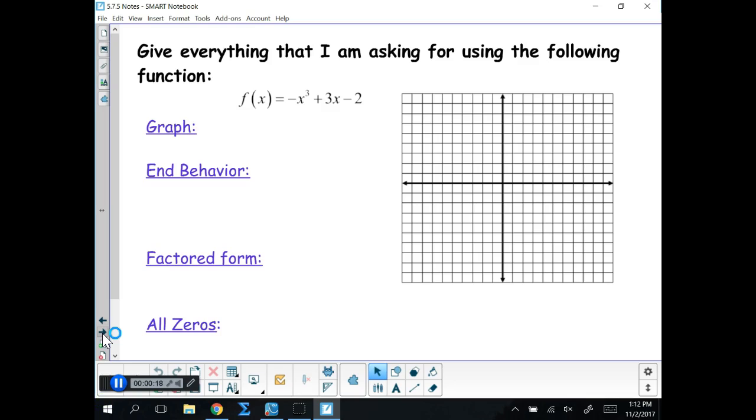All right. So, what I am asking for is I want you to sketch the graph, find me the end behavior, completely factor it, and find me all the zeros of said function. Okay? It is negative x cubed plus 3x minus 2. Correct.